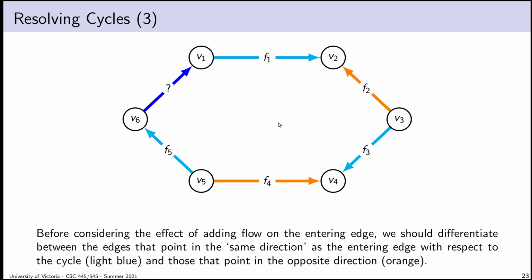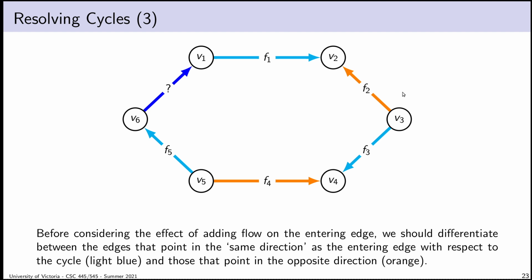All right, first, what I'm going to do is stratify the cycle into two different directions. We'll notice that there are some edges that point in the same direction as my entering edge, and there are some edges that point in the opposite direction. In this case, we could call them counterclockwise and clockwise, but the important thing is if my entering arc points this way, any arc that points in the same direction with respect to the cycle is in one category, and the arcs that point in the opposite direction are in the other. I'm going to color them light blue and orange.